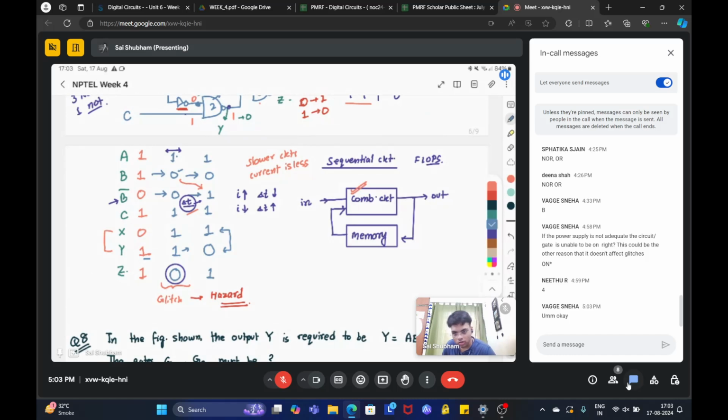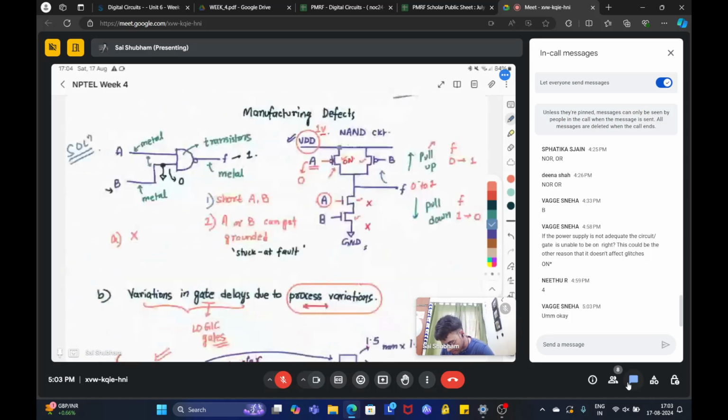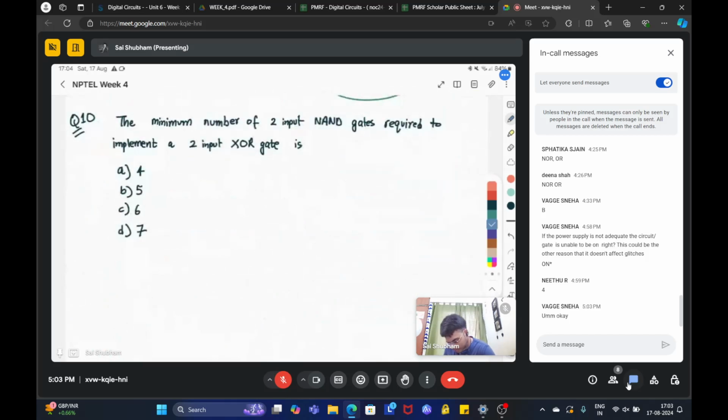So I will look into this and I will let you know in the next tutorial. Okay. I think that when we decrease the power supply, the transition takes a lot more time, so it should actually increase the glitches. But I will get back to you. Fine. So let's discuss this solution.